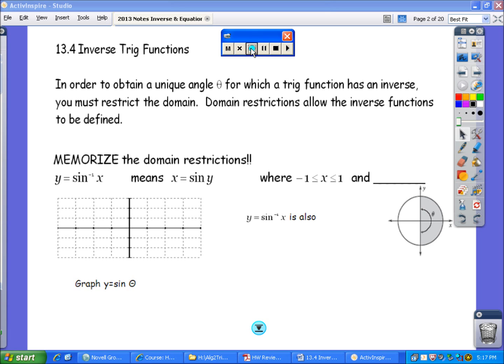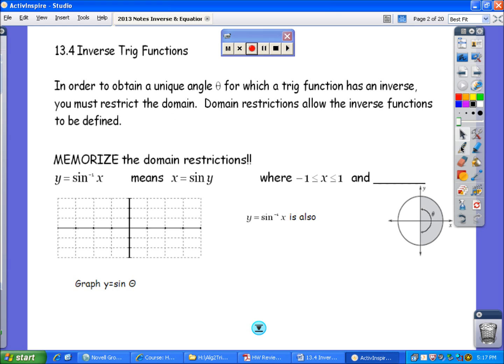All right, let's look at inverse trig functions. This notation, y equals sine of negative 1 x, means the inverse. So it means that we switch the x and the y. Recall that with an inverse, you're going to switch the x and the y. So now we've changed our domain and range.